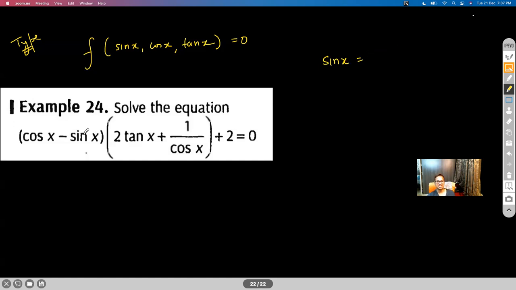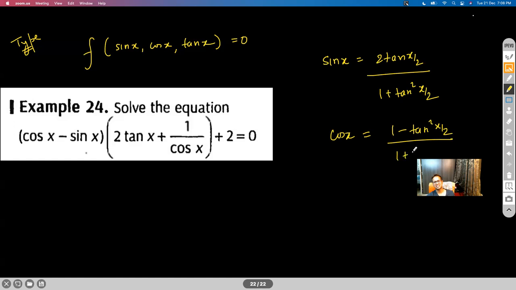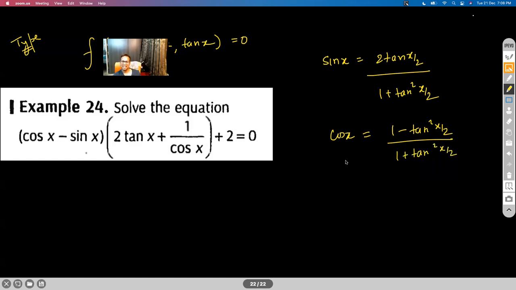See how? Sin x can be written in terms of half angles of tan like this. I hope all of you recall your trigonometric identities. Cos x can also be written in half angles of tan, something like this. And of course, tan x itself can also be written in half angles of tan, right?